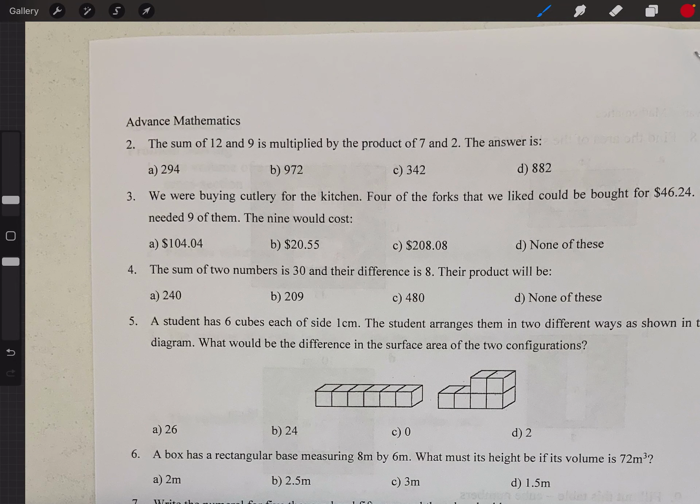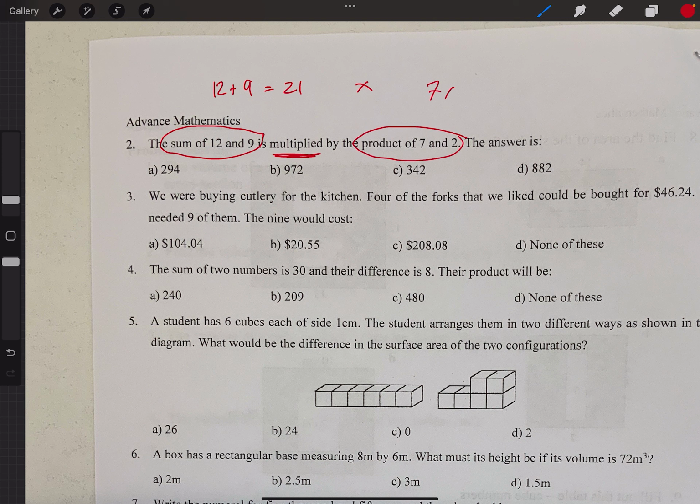The sum of 12 and 9 is multiplied by the product of 7 and 2. So the sum of 12 and 9, let's do that first. Sum means plus, 12 plus 9 equals 21. And that is being multiplied by the product of 7 and 2. Product means times, so that's 7 times 2, which equals 14. So you're going to take 21 times 14. They want you to multiply that and that together, and you're going to get the answer.